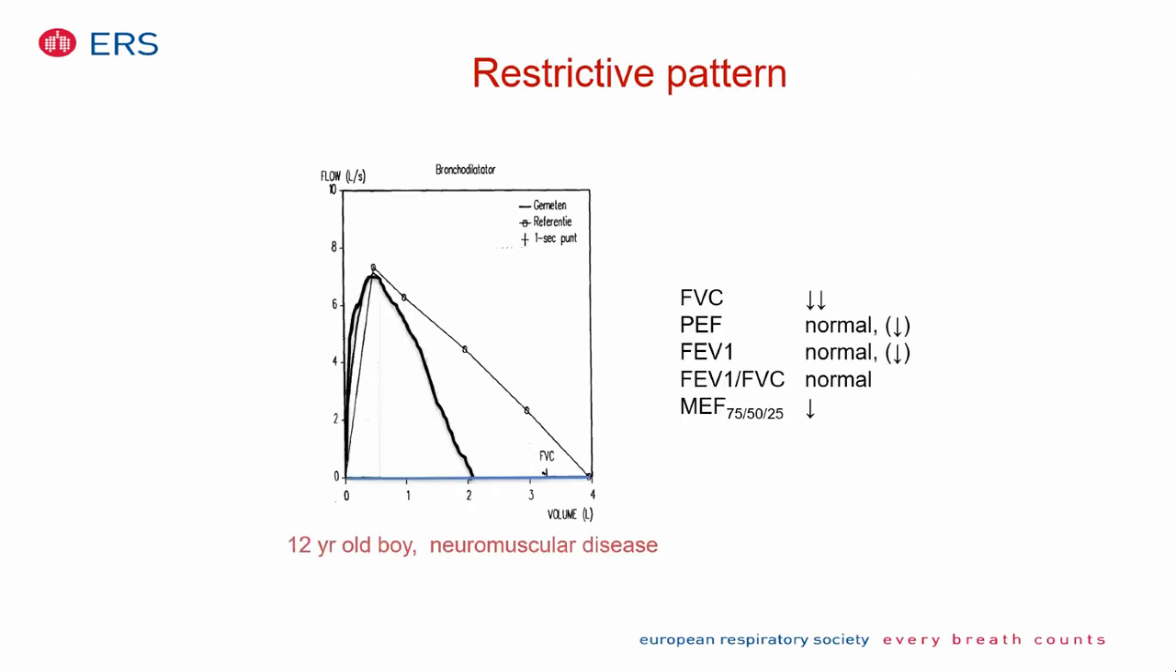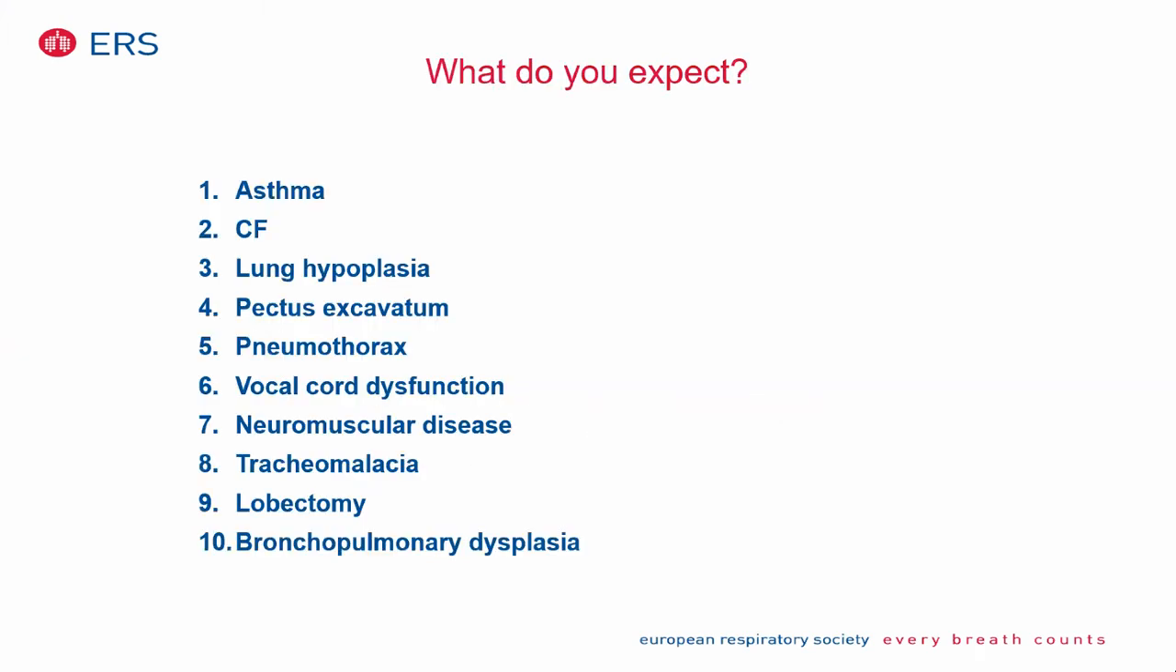The other big pattern is the restrictive pattern. For instance, the one you will see in lung hypoplasia or in a neuromuscular patient, where you don't have a curve that is concave shaped, it has a normal shape, but the main thing that you will observe is the FVC, so the volume, that is reduced. If you have a severe restriction, of course, you will also have diminished peak flow and FEV1 values, but the quotient FEV1 to FVC, the Tiffeneau quotient, usually will stay normal.